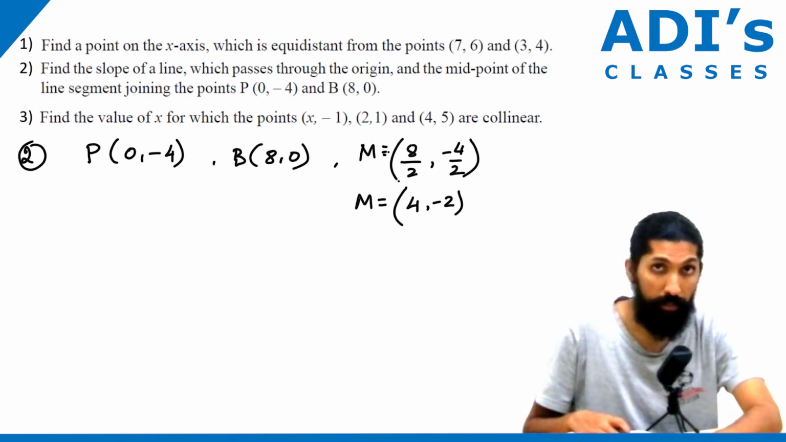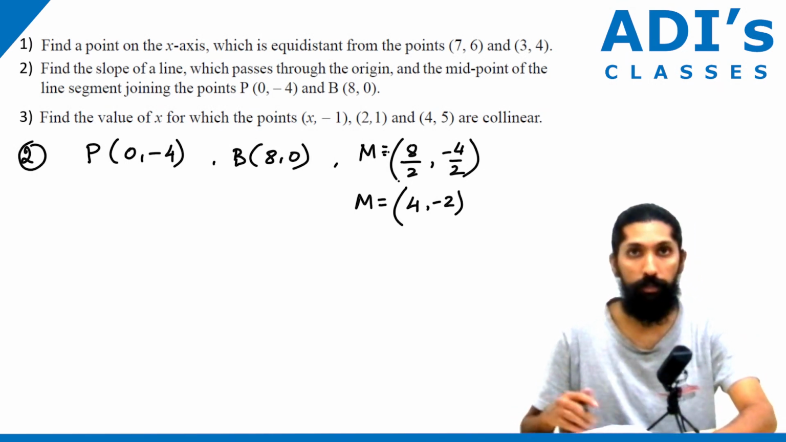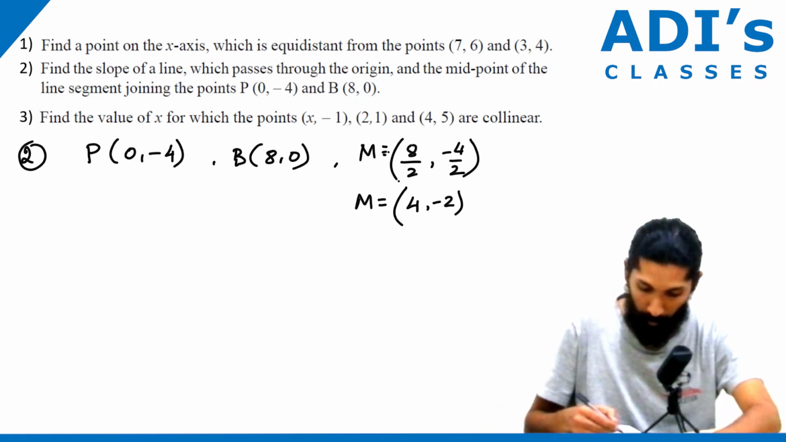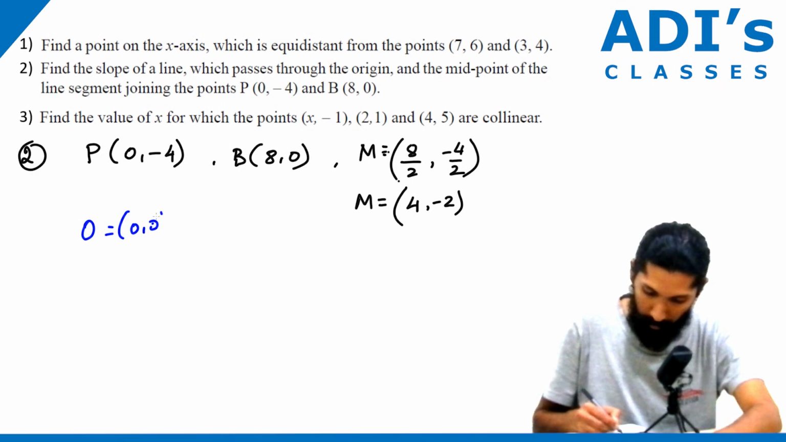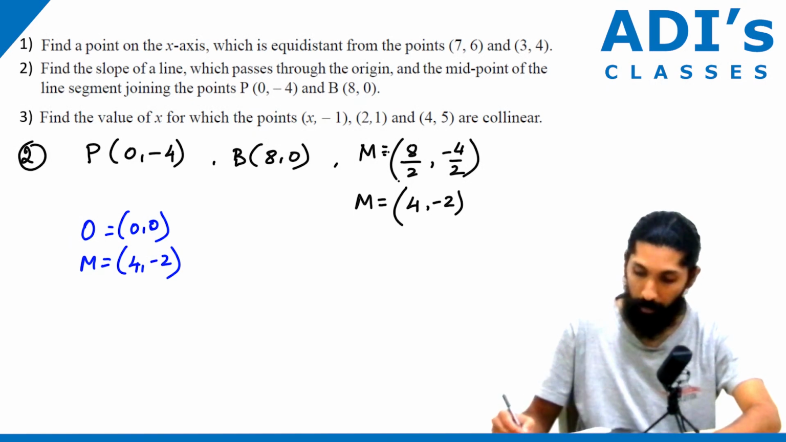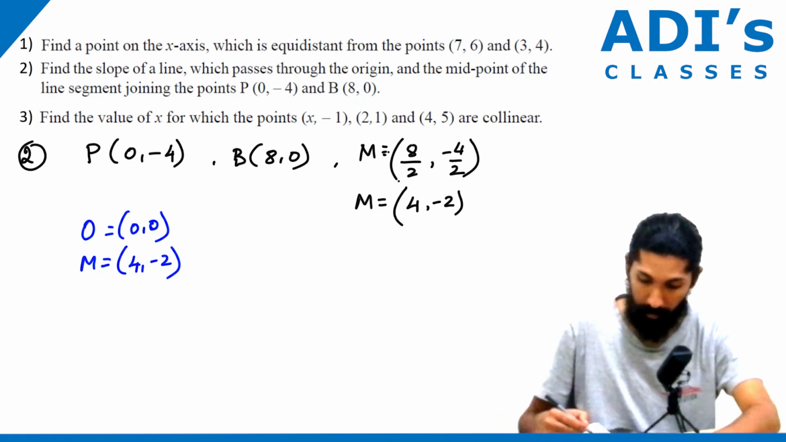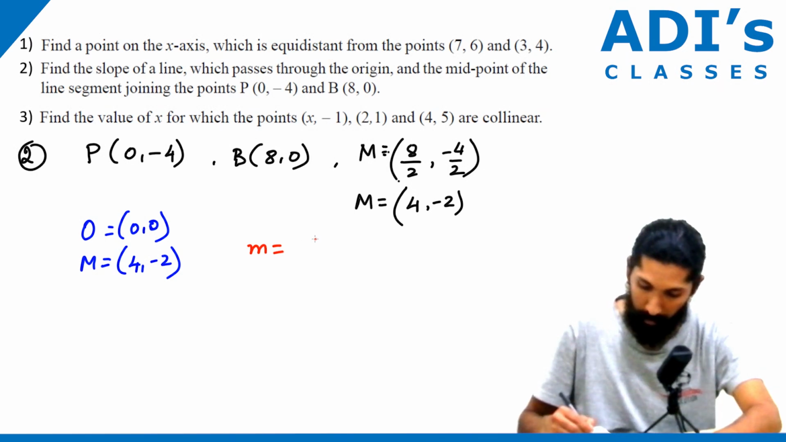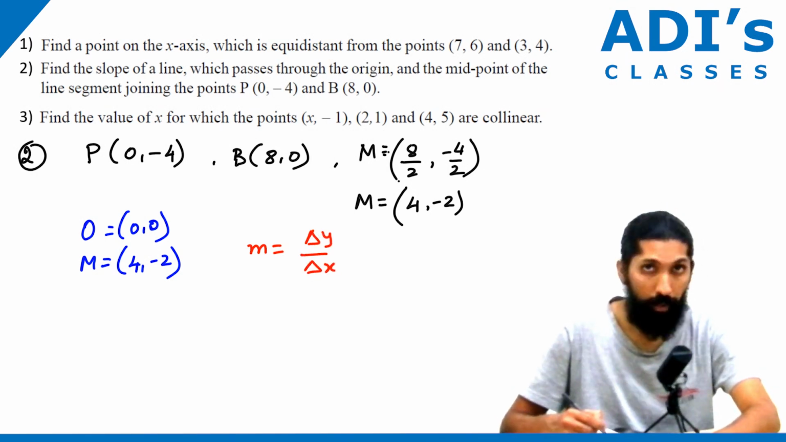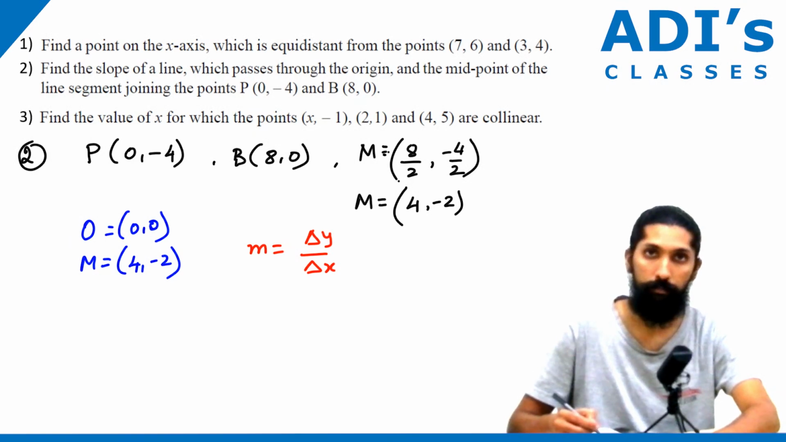Now the line is passing through the origin and the midpoint, isn't it? So now what do we have? Origin is O, (0, 0), and the midpoint is (4, -2). Now what's the formula for slope? Slope is given by m equal to delta y by delta x, or (y2 - y1) by (x2 - x1), isn't it?